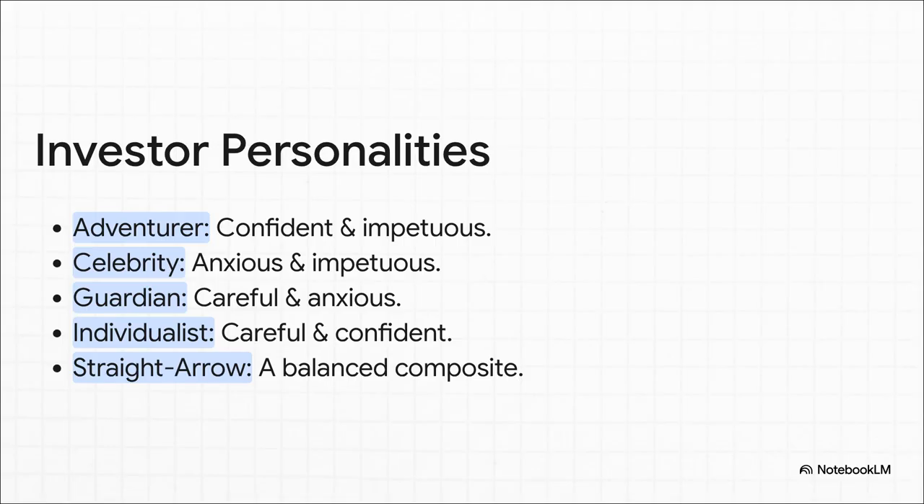You've got the adventurer, they're confident and impulsive, willing to take some big swings. There's the celebrity, who's anxious but impulsive, they tend to chase the latest hot trend. Then you have the guardian, who is super careful and anxious, all about protecting what they have. The individualist is careful and confident, they do their own homework. And finally, the straight arrow is kind of a balanced mix of everything, right in the middle. You can see how each of these types would need a very different approach.